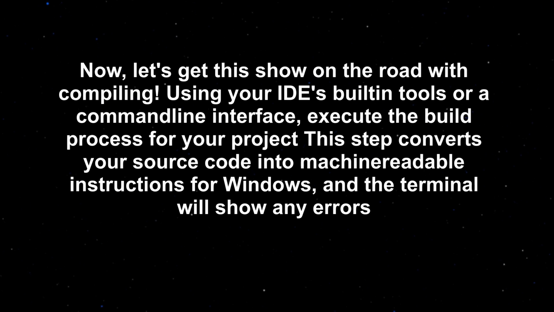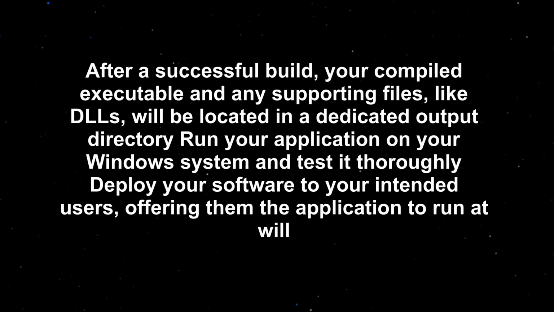Now, let's get this show on the road with compiling. Using your IDE's built-in tools or a command line interface, execute the build process for your project. This step converts your source code into machine-readable instructions for Windows, and the terminal will show any errors. After a successful build, your compiled executable and any supporting files, like DLLs, will be located in a dedicated output directory. Run your application on your Windows system and test it thoroughly.